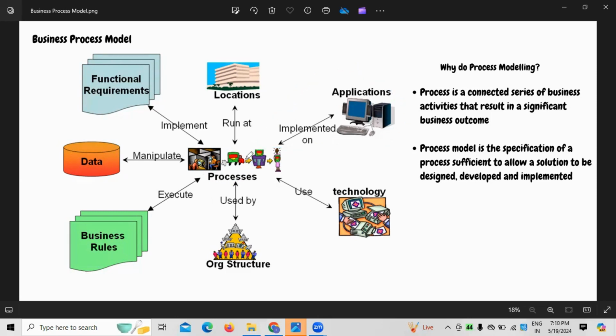So for example, the point of sale system we are using, okay? So point of sale system for what purpose? Billing purpose. Which application? POS application is included. So what is the process here? Billing process means billing process, I mean to say, right?